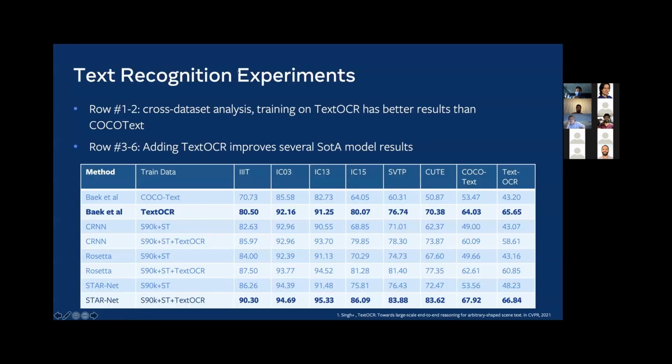So, why does it help? The first question is about text recognition experiments. We saw that on state-of-the-art models, if you directly train on TextOCR, it improves performance on text recognition across the board on all datasets. If you see row 2, we have improved performance on almost all datasets. And if you use TextOCR as an extra dataset while training your text recognition system, it also leads to improvement, which shows that TextOCR as a dataset itself is very useful when you're doing text recognition.